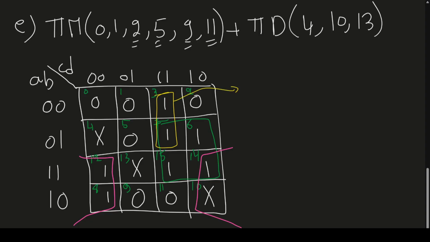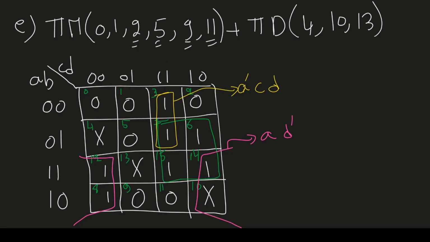So let's start with this yellow. So for CD, it's 1, 1. So that's CD. For AB, A is not changing and it's 0. So this will give us A prime. For this group here, if we look at AB, A is not changing and it's 1. So this will give us A. And also if we look at CD, we can see D is not changing and it's 0. So this will give us D prime.